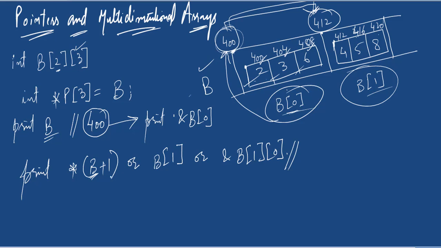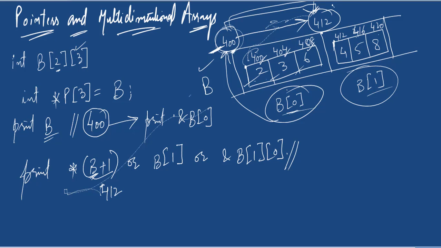B represents 400, this 400. And if I am incrementing this 400 by 1, that means I have to reach here. This is an external 400, not this 400. I have to increment this externally. So when I am writing this B, it will reach 412.